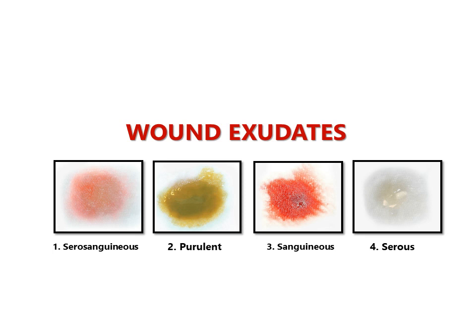The second type of exudate is called purulent exudate. And you would see that the color is green, brown, tan, yellowish. This is an abnormal exudate, and it indicates infection. Okay, that means the wound is not healing well. That means the wound is infected. That is purulent.